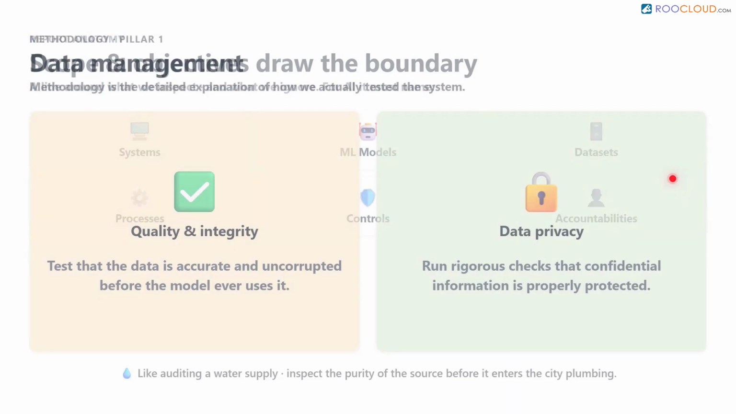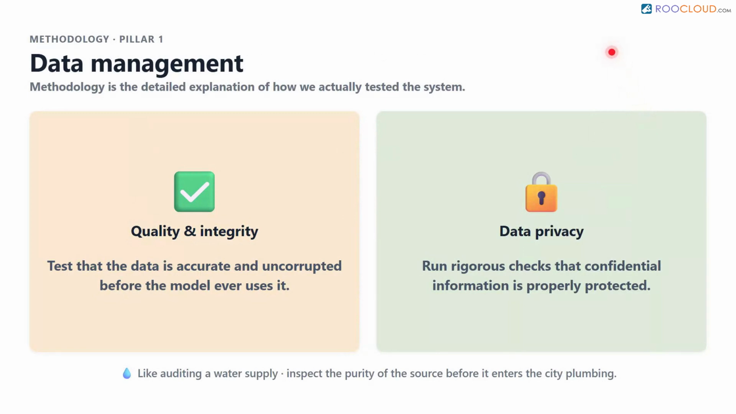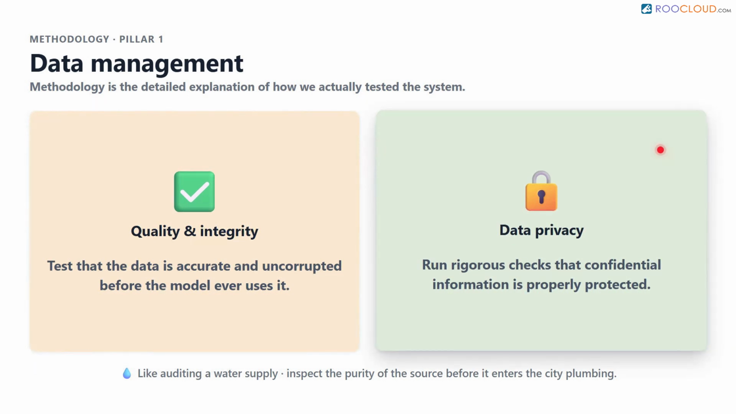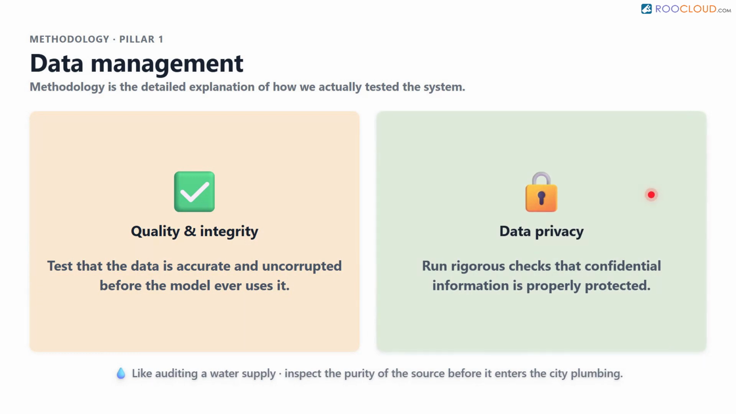Next, we outline our methodology and objectives, which is the detailed explanation of how we actually tested the system. This is a massive section with several critical pillars. First is data management. Before a model can make decisions, it needs data. We test the quality and integrity of this data, ensuring it is accurate and uncorrupted, alongside rigorous checks on data privacy. Imagine auditing a municipal water supply. Testing data management is like inspecting the purity of the water source before it ever enters the city plumbing system.